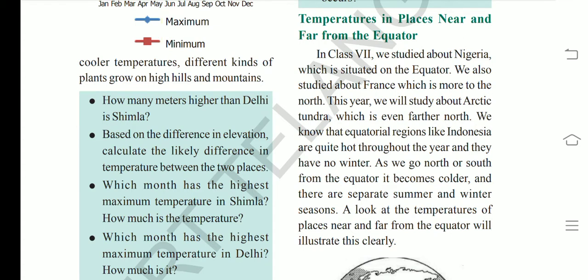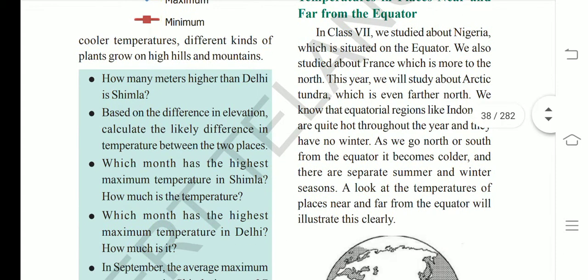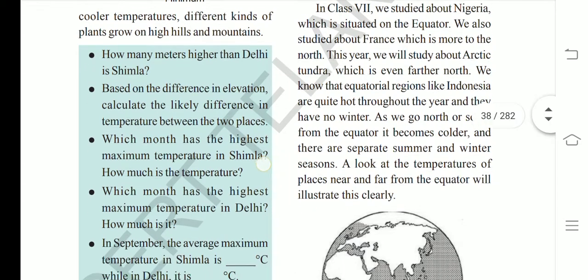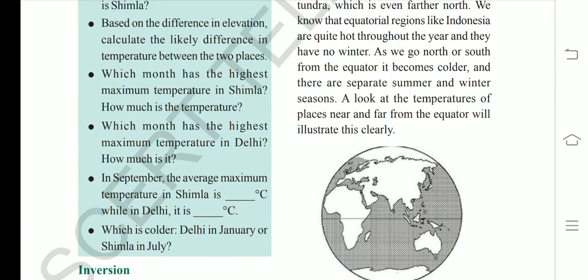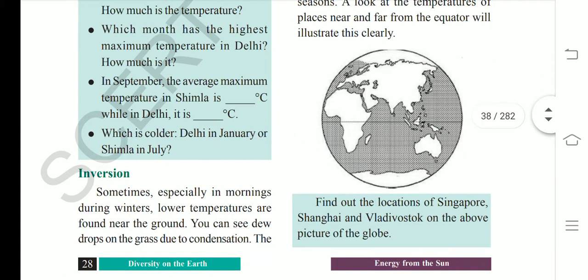And we also know that the equatorial regions like Indonesia are very hot throughout the year, and they do not have winter. Further away, it becomes colder, and there are separate summer and winter seasons. Let us look at the temperatures of places near to the equator and far from the equator with an example which will tell you very clearly.